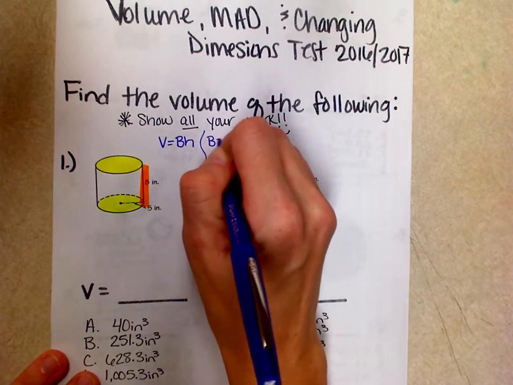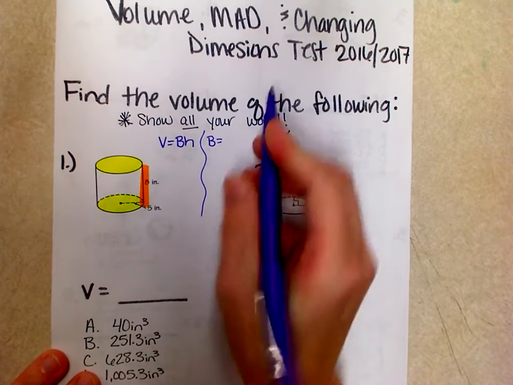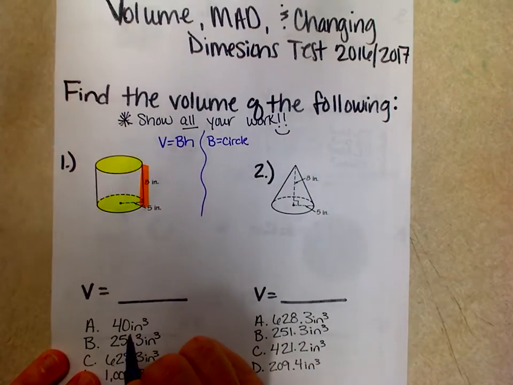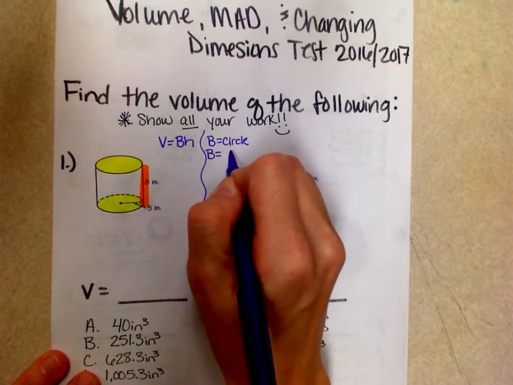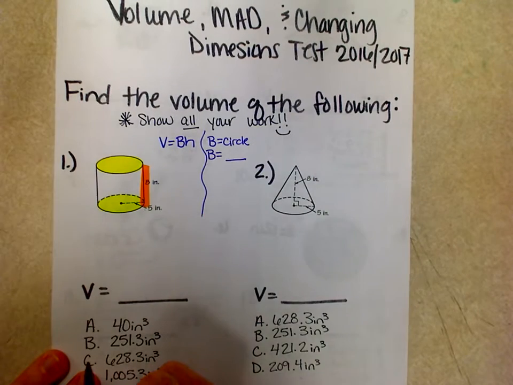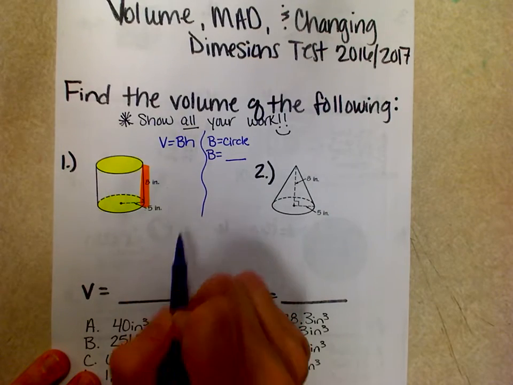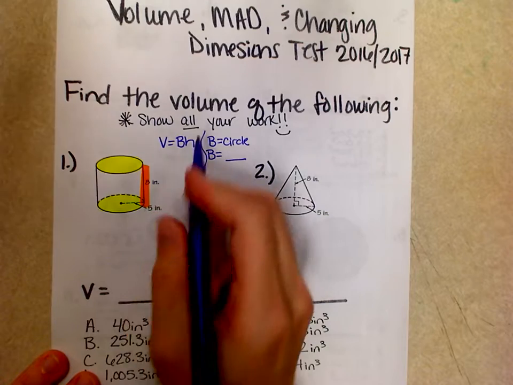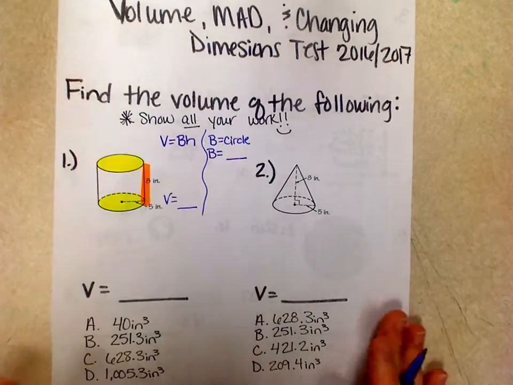So big B, the area of our base, is in the shape of a circle. So you need to go on your formula chart and figure out what area of a circle is, and then that's where your formula is. Once you find your formula, you need to plug in the numbers that you know so that you can figure out what your volume is. That's going to be your end goal.